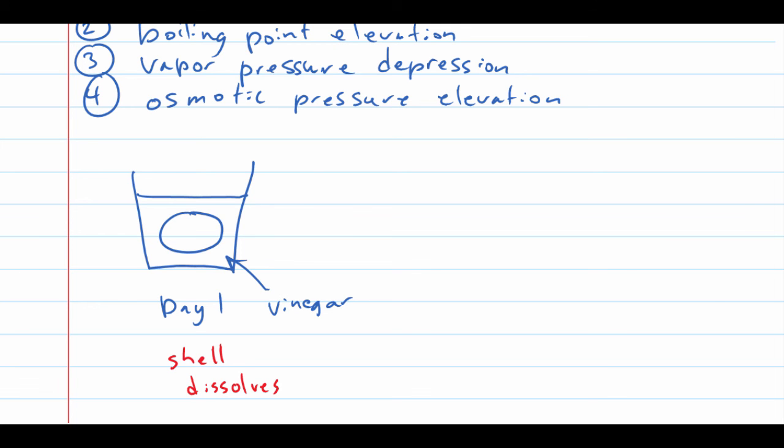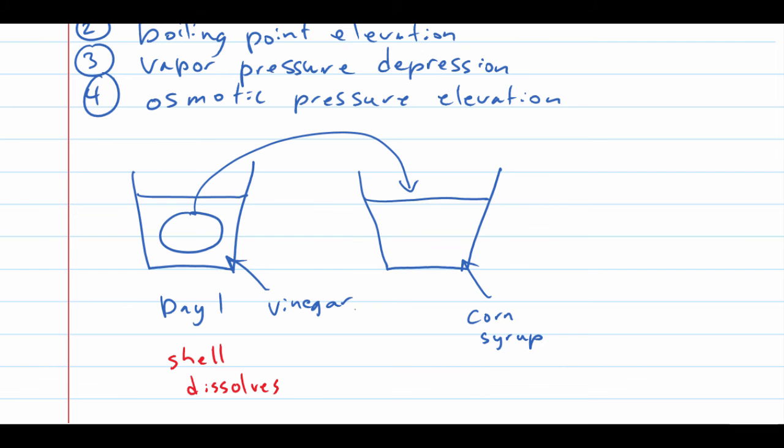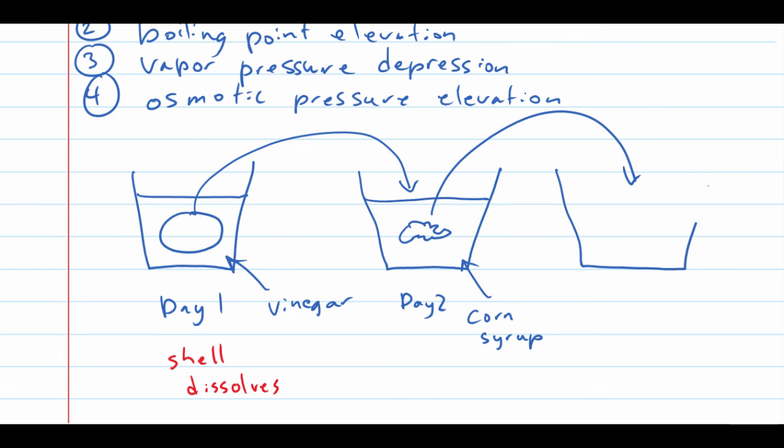and that was then transferred on day 2 to either corn syrup or honey or a concentrated sugar solution. And when that egg was transferred on day 2 into the corn syrup, what happened to the egg? It collapsed, exactly. I've often heard it described as kind of like a deflated football. Something like this.